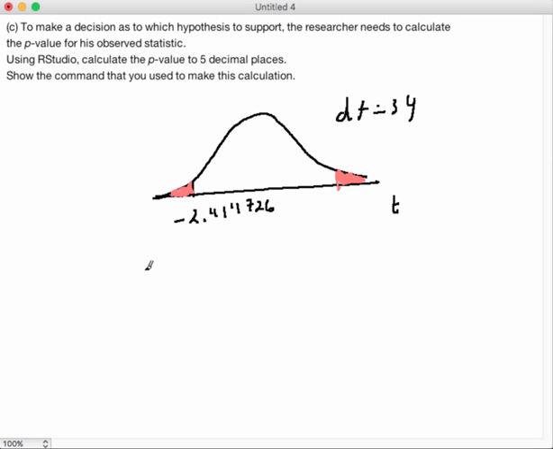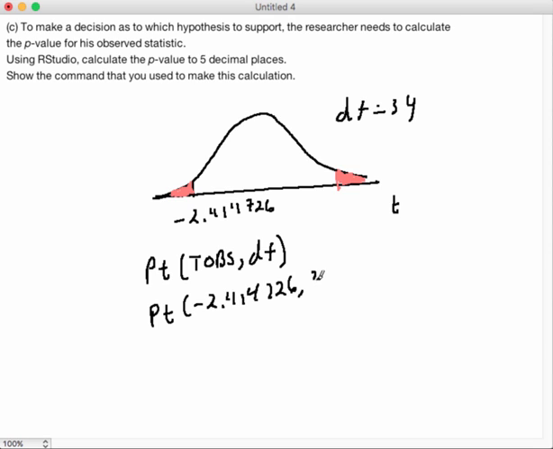Well, we're in luck because we know that pt sums from the left. So we're going to put in pt and we're going to put in tobs, or the t observed value, and then we're going to put in the degrees of freedom. And those are the only things you need to put in to pt in order to get the values back, okay? So since we stored our test statistic into tobs, we can do that directly, or you can actually just type the number in. You can say pt negative 2.414726, 34, and you will get your corresponding p-value. Well, not quite. It's going to give us half of it. I apologize. It'll give us half of it.